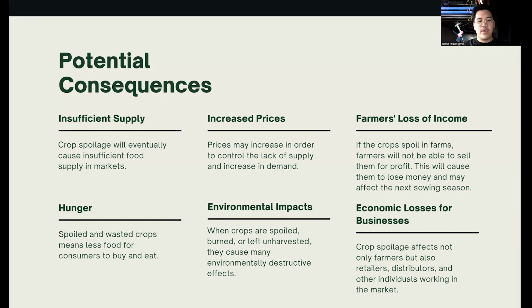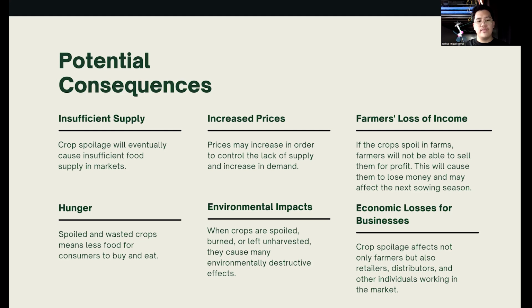The third possible consequence is that the farmers will lose a lot of their income. If the crops spoil in the farms before they are harvested or while they are in storage, the farmers won't be able to sell them, which means that they will lose out on revenue. The fourth possible consequence affects the consumers, which is that they will suffer from hunger. If the prices go high because of insufficient supply, many people may not be able to afford food anymore. They may save money or try to save money by eating less, or they may simply not be able to afford food at all.